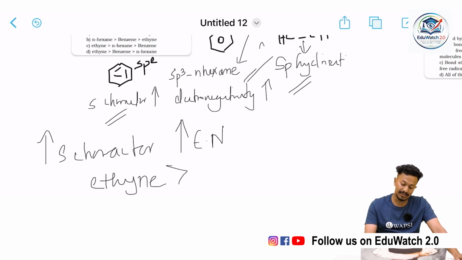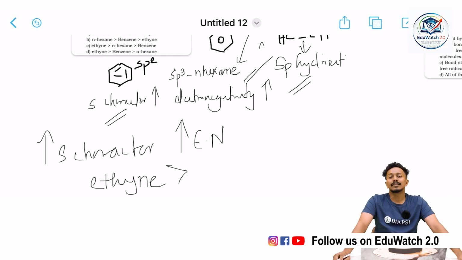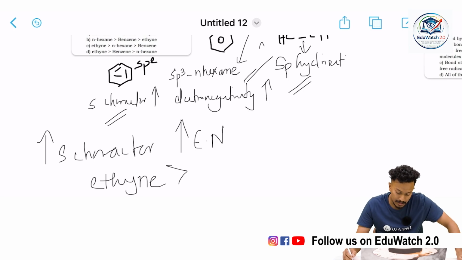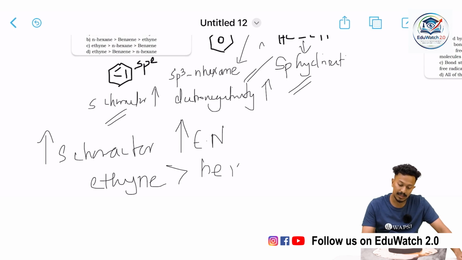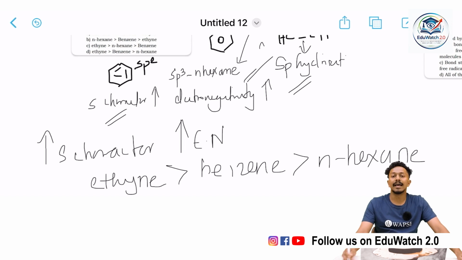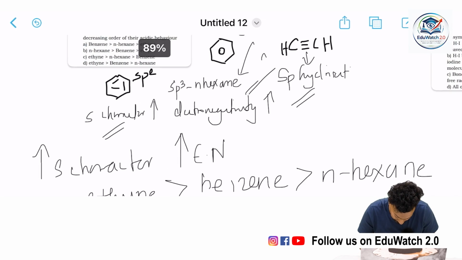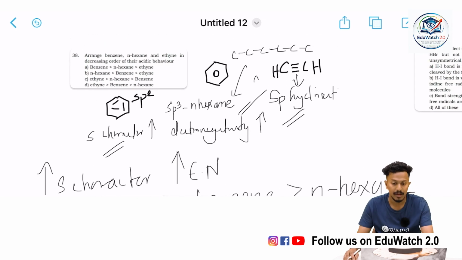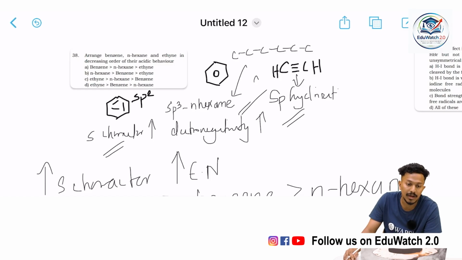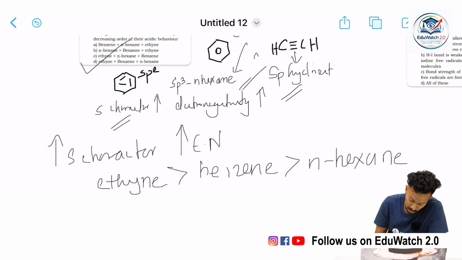And next we have benzene, which has sp2 hybridization, with lesser S character than ethane and more S character than normal hexane. So benzene comes in second, and in third we have normal hexane with sp3 hybridization and the lowest S character. So the order is ethane, benzene and normal hexane, which is option number D. Did you get that? This is option number D. Okay, moving on to our next question.